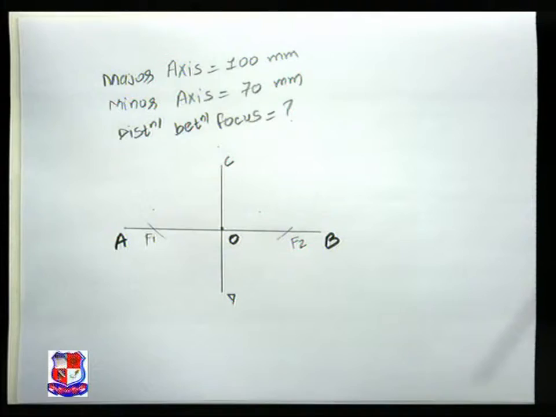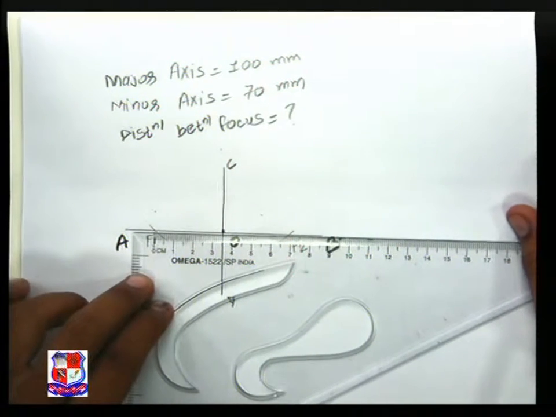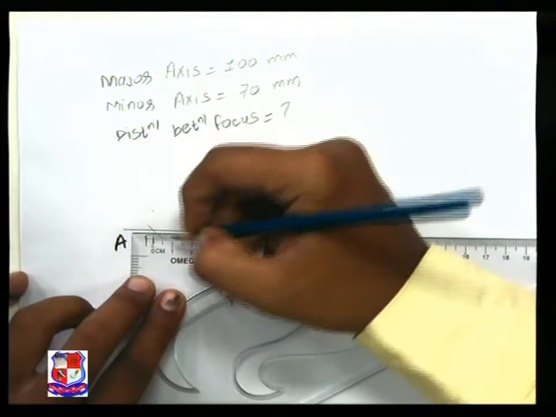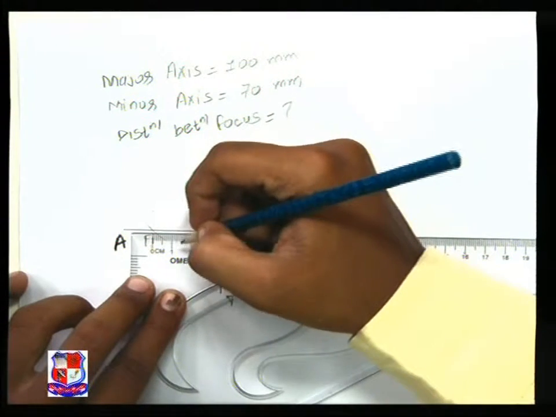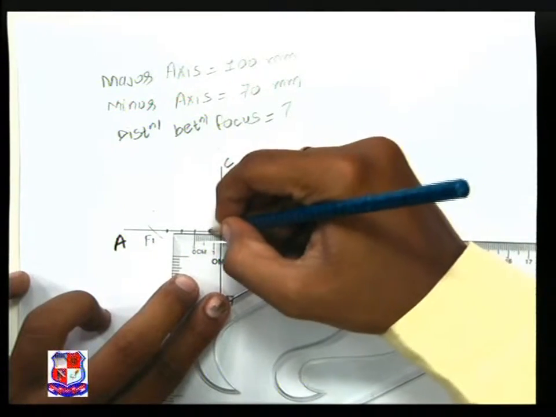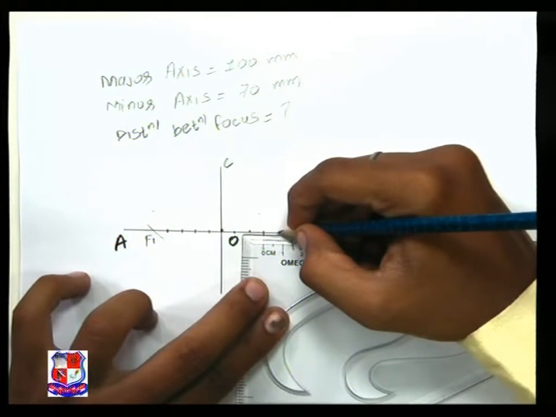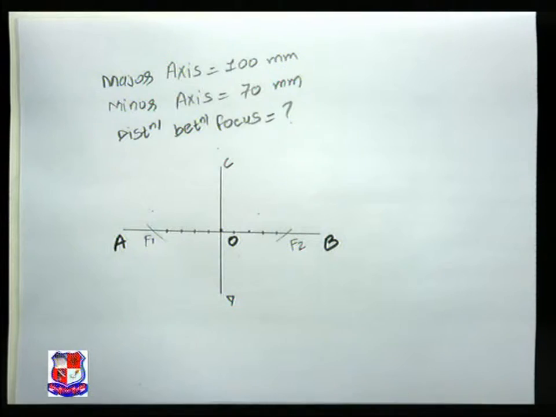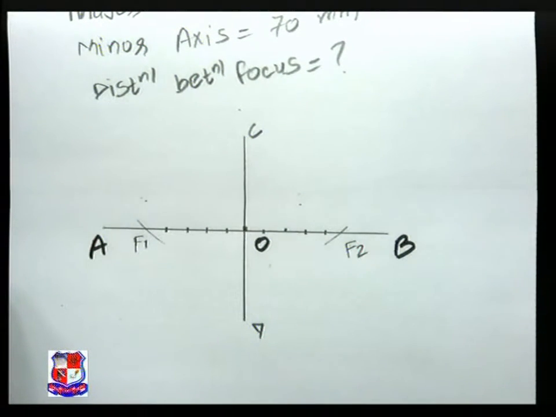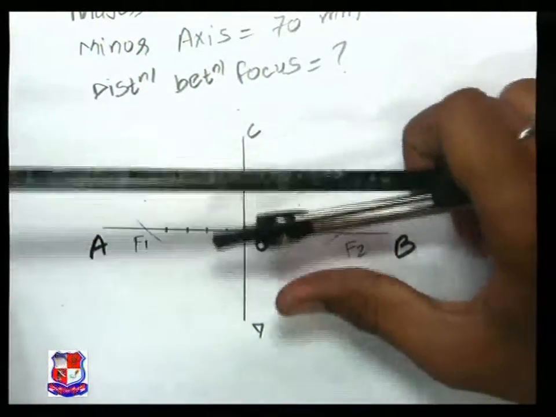Now we'll measure OF1 and OF2. What is the distance between them? It comes to around 35 mm. We need to divide 35 into 5 equal parts, which means 7 mm each. On this side also we'll divide the line into 5 equal parts, 7 mm each. I am not marking the nomenclature over here because it can create a mess in the representation, but you should do the nomenclature properly.